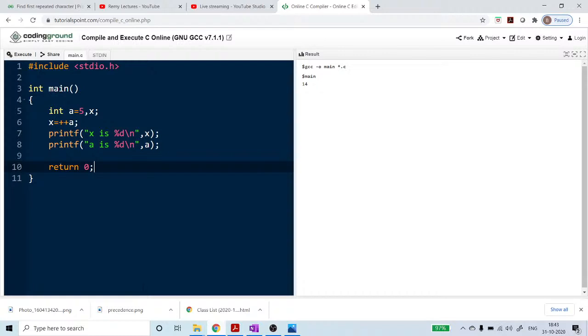So just see the code what I have written. A equal to 5 and x is declared because I'm using that in the further instructions. So x equal to plus a. That means what? Pre-increment. That means a value should be incremented, then value should be assigned for x.